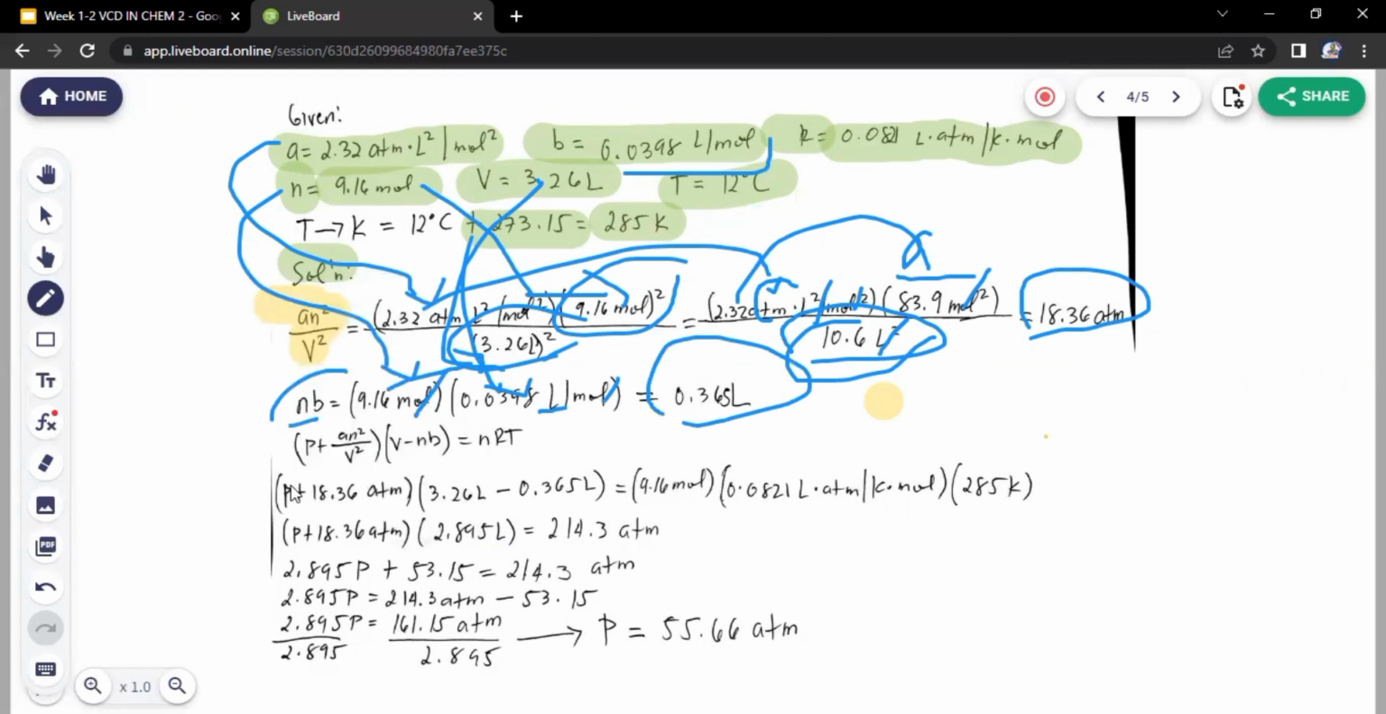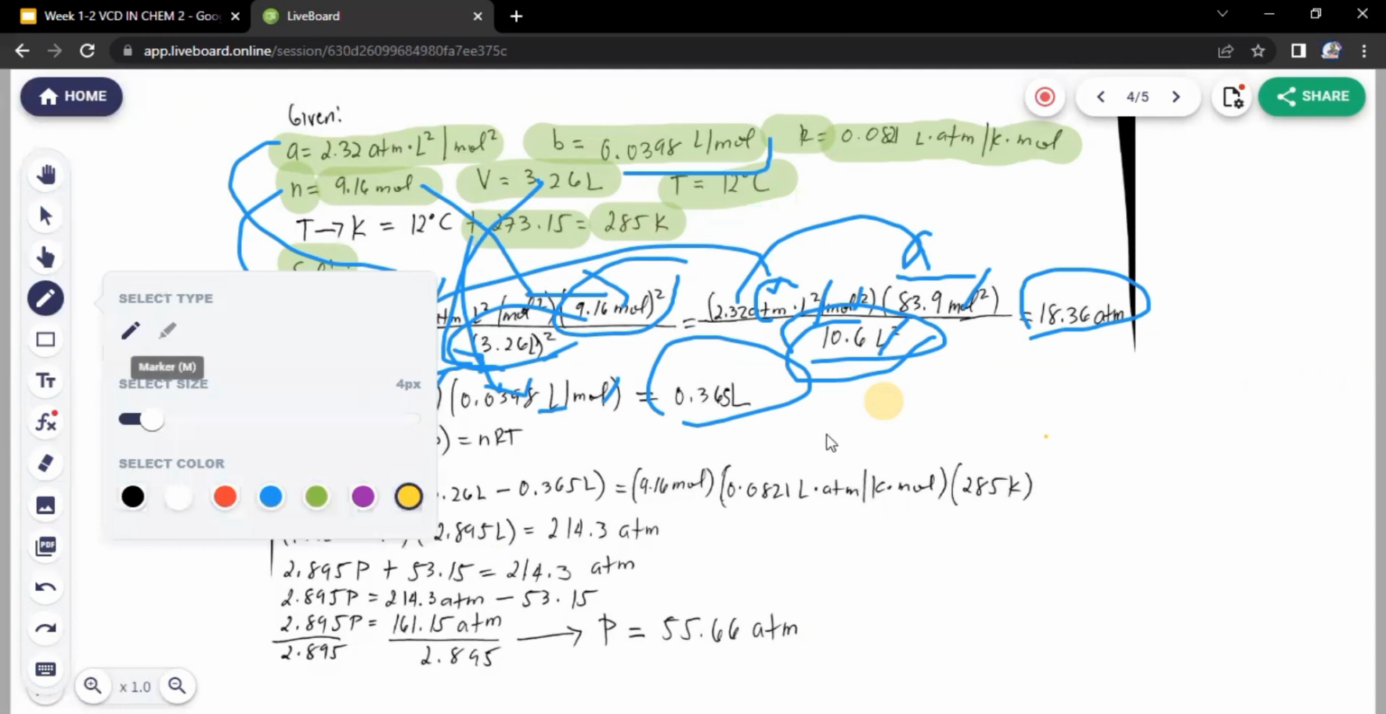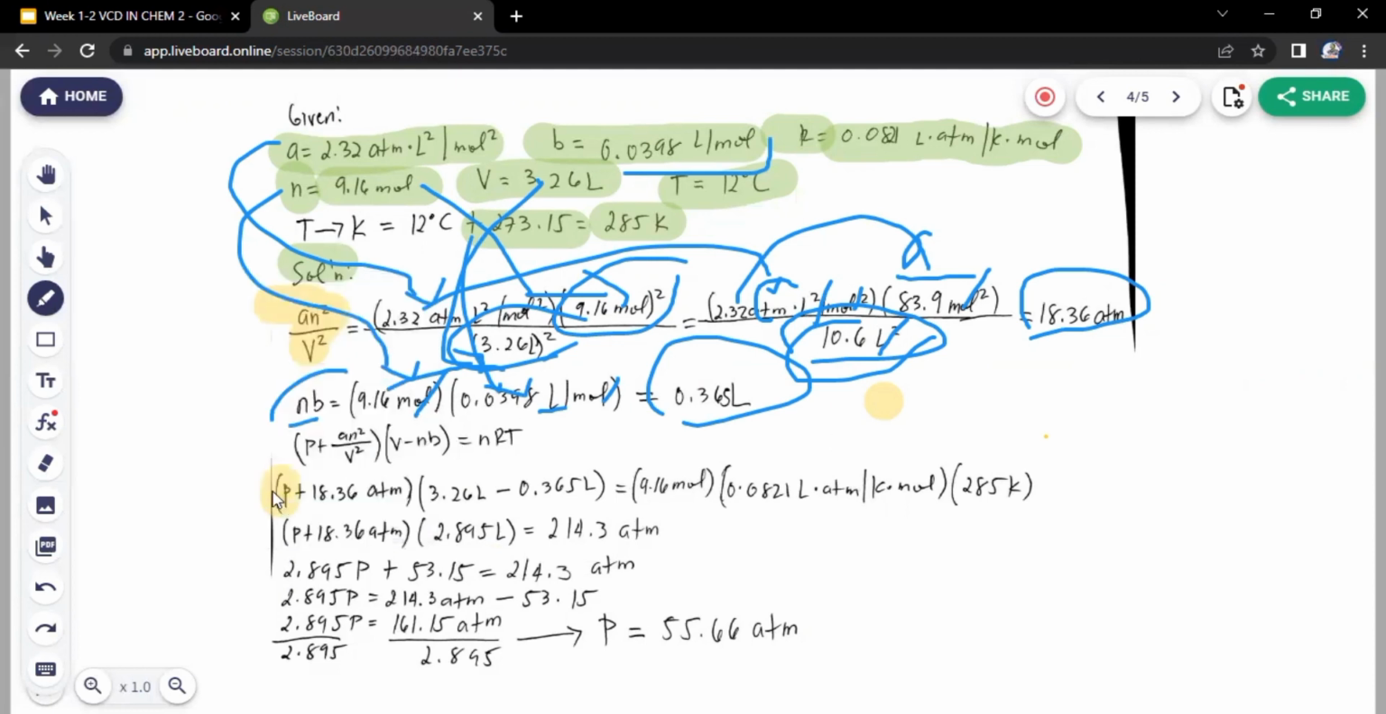You will have P, and then the value of your, I'm sorry, excuse me. Let us use a highlighter for this one. All right, the value of your P here, and then the value of your A N squared over V squared is this one, 18.36 atmospheric pressure, multiplied to the value of your volume here, which is 3.26 liters from the given values here, and then minus that the value of your NB here, 0.365 liters, that one.